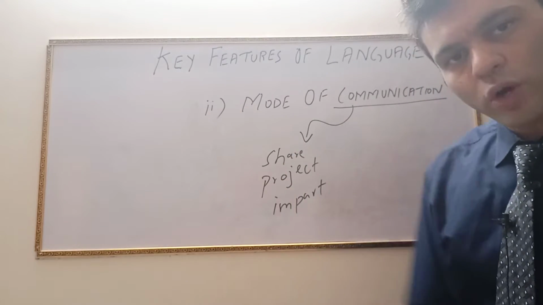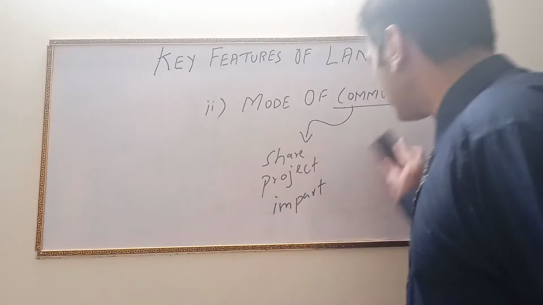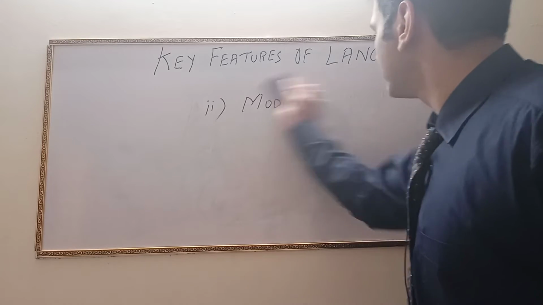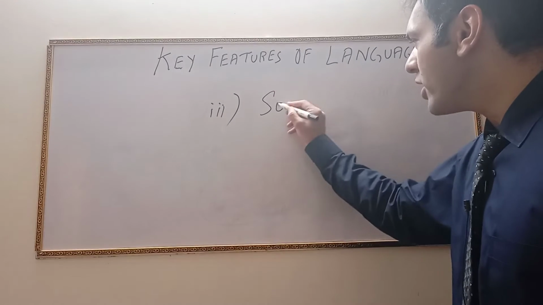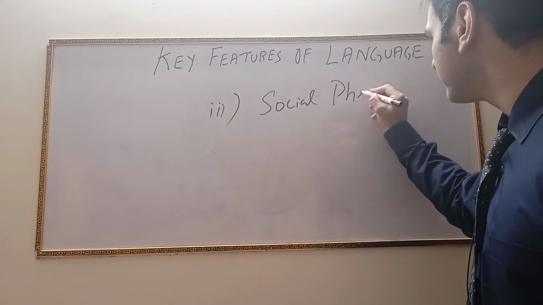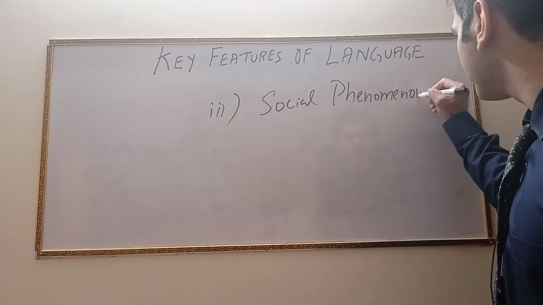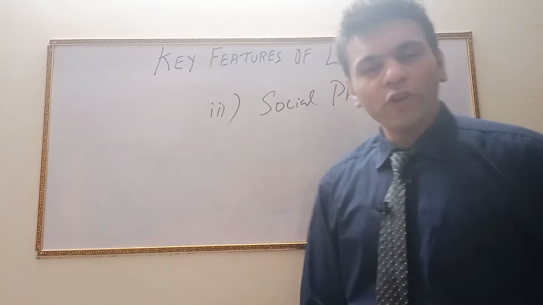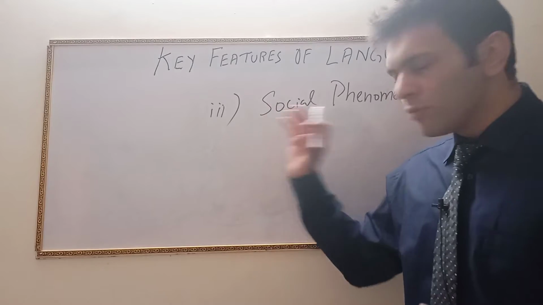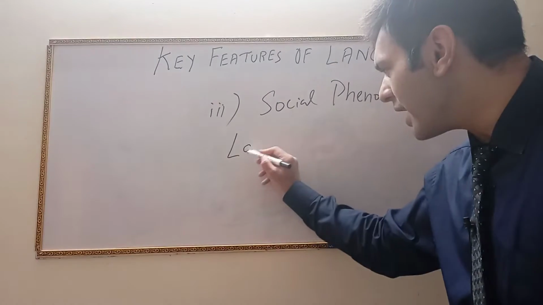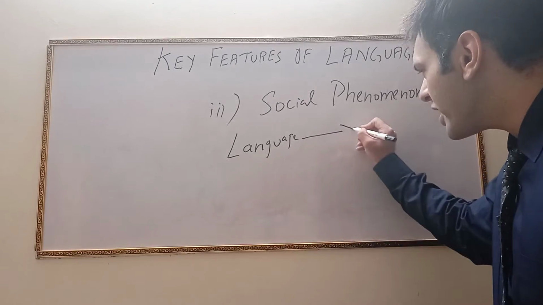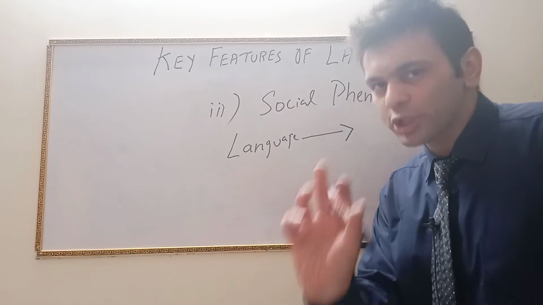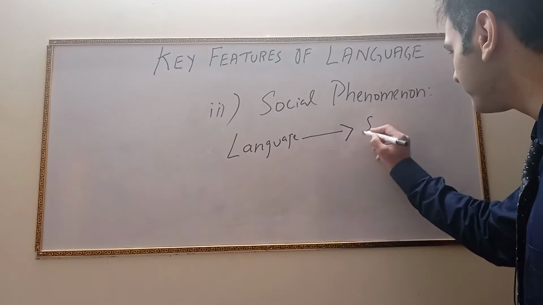Now let's move towards the third feature. The third feature of language is that it is a social phenomenon. Now, social phenomenon. What is a social phenomenon? You must remember one thing, that if you say there is a language, that language must be used in a particular social context.